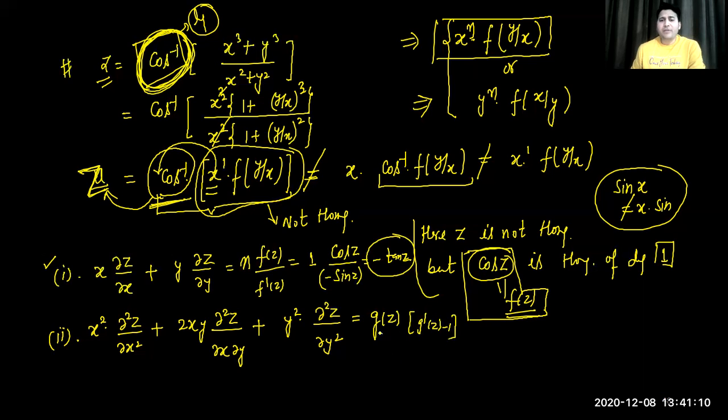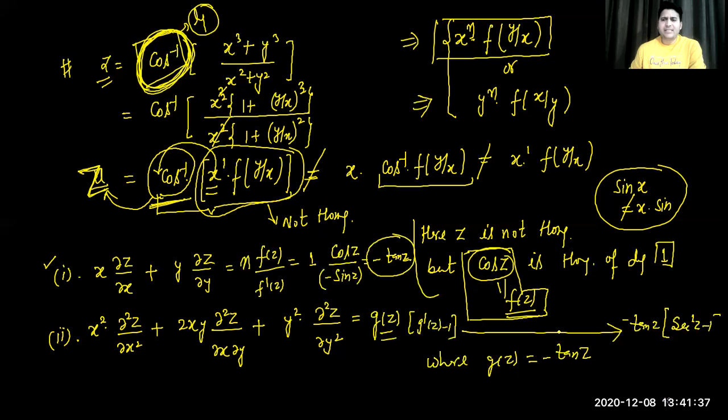And what will be g(z)? The result of the first expression, where g(z) is minus tan z. Put it over here, and we will get the result of the second one. That is, it will be equal to what? Tan z with a minus sign. The derivative of tan z is how much? Sec square, minus 1.